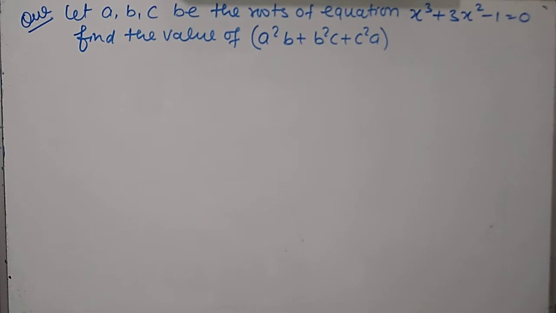In this series, I have been taking revision of the entire IIT JEE Advanced syllabus through problems. Now see the question. Let a, b, c be roots of the equation x cube plus 3x square minus 1 equal to 0. Then find the value of a square b plus b square c plus c square a. Pause this video and try this question.